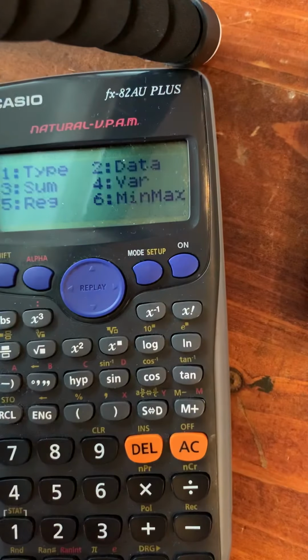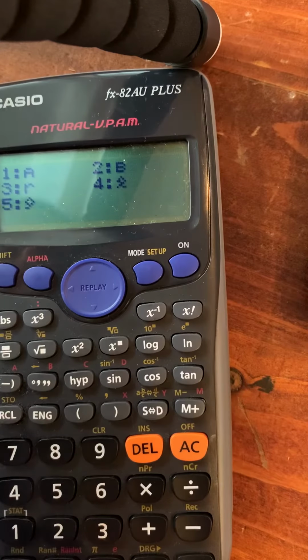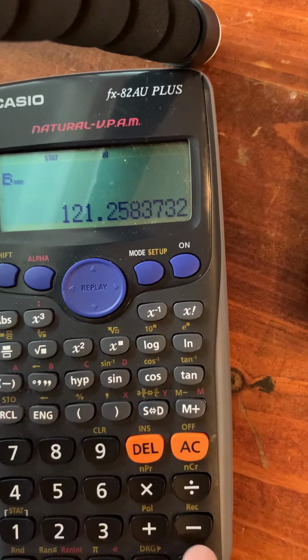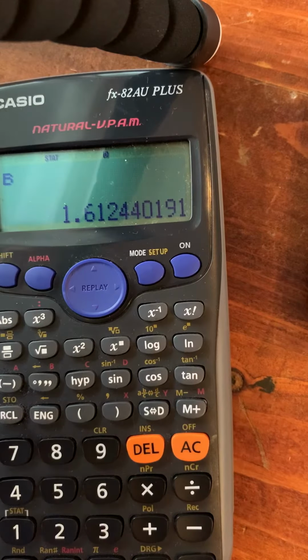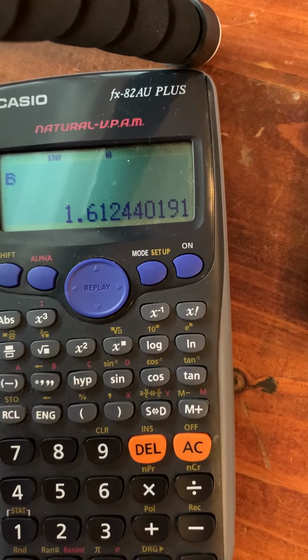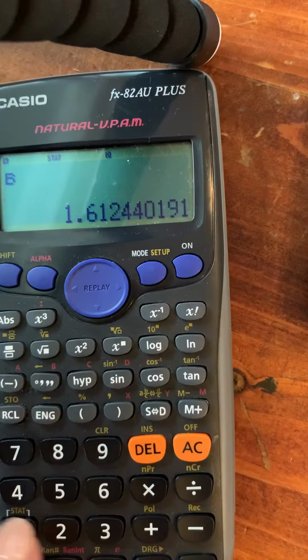Let's repeat the process now. Shift 1, and then 5 for regression line. And now we will pick number 2 because it represents B, and press equals. So B is 1.61244. Remember, it's A plus BX, so B is the coefficient of X.